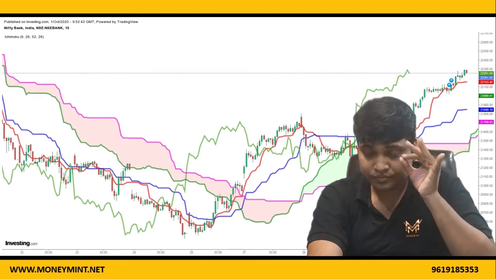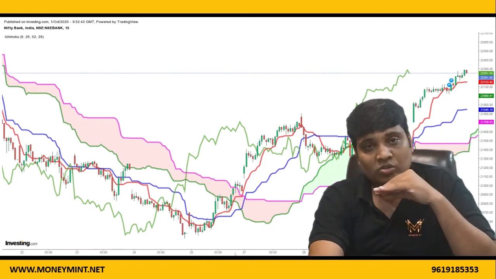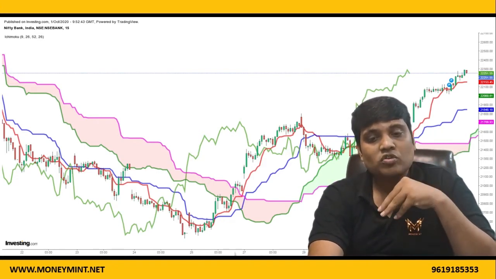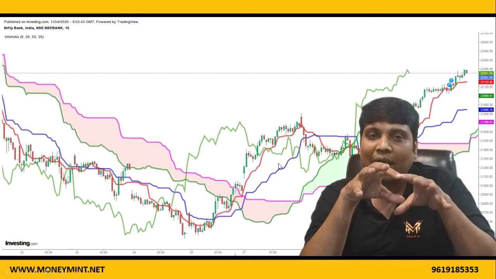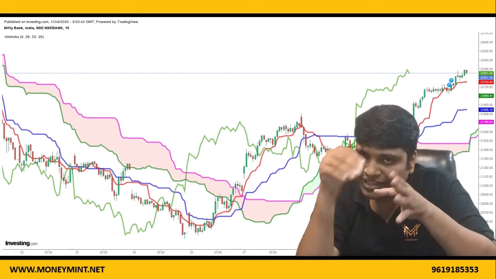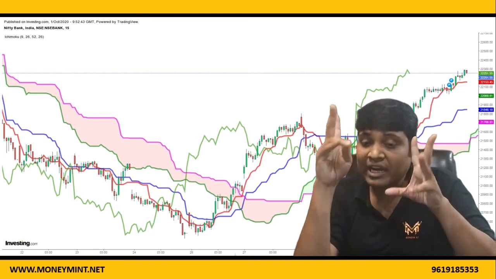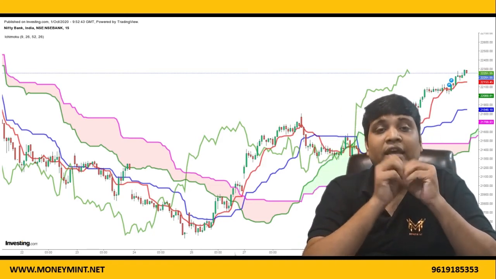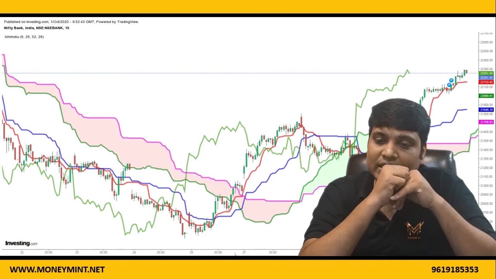Now the crossover of the cloud will take some time. So the moment the crossover of the cloud happens and any blue line or red line becomes flat, that means some retracement has happened. The second entry can be taken at that time. If it doesn't happen, you already have the first entry.